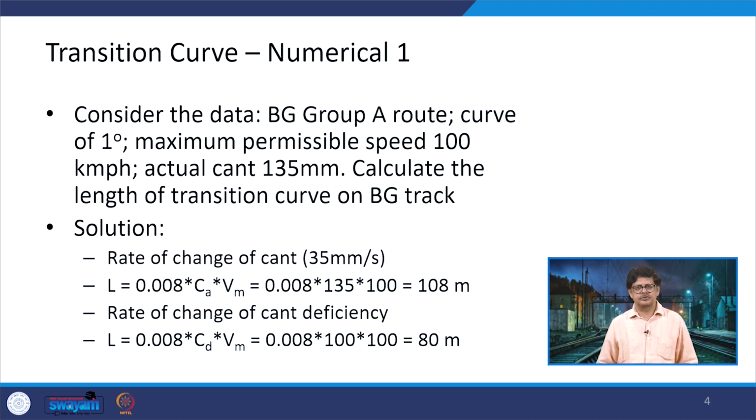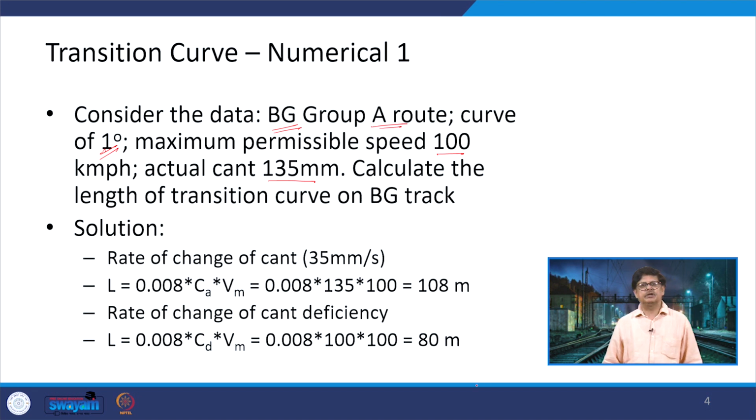Let us look at the first numerical here. The data which is given is, it is a broad gauge, which defines that G is 1.676 meters, it is a group A route. The curve is 1 degree, maximum permissible speed is 100 kilometers per hour, actual cant is 135 mm. We have to calculate the length of the transition curve.